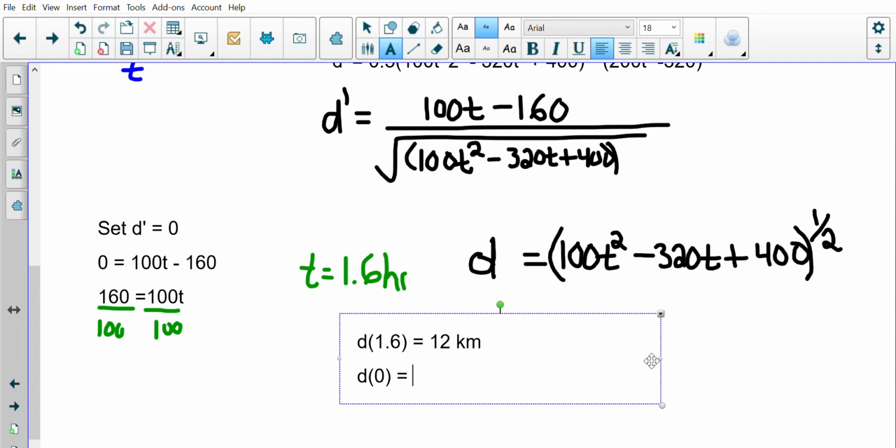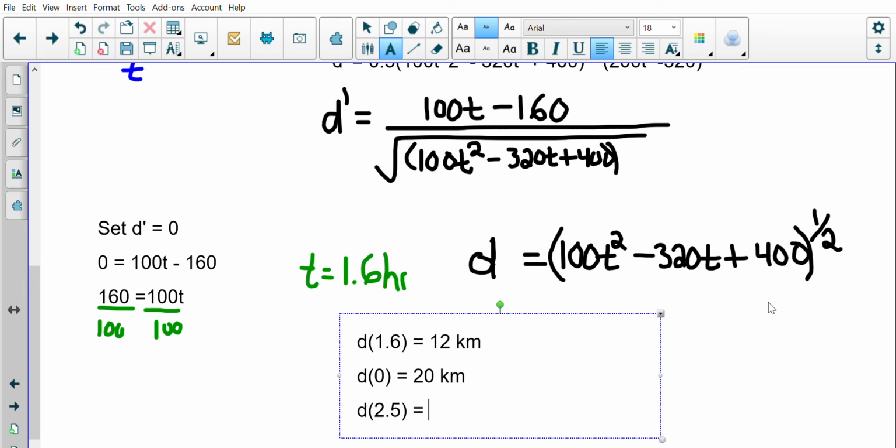Now, the other endpoint is 0. How were they when they started out? Well, if you put a 0 into the equation, these two terms, 100t squared and negative 320t, become 0, and you get 400 to the 1/2, or the square root of 400, which is 20 kilometers. All right, and then the last endpoint is 2.5 hours.